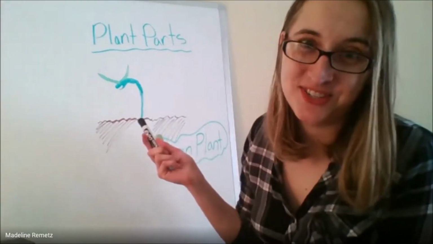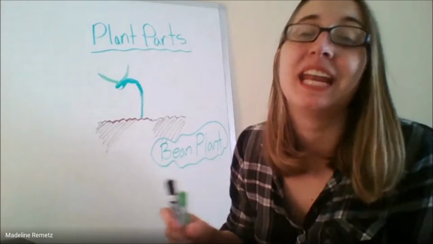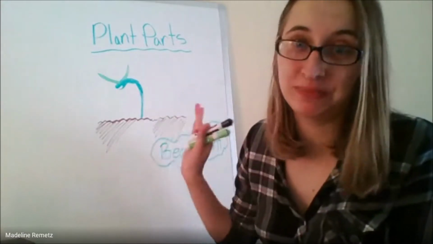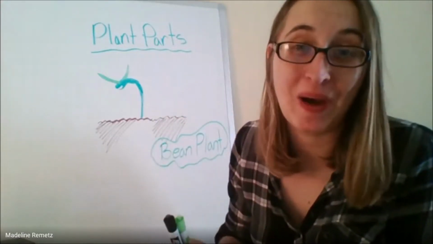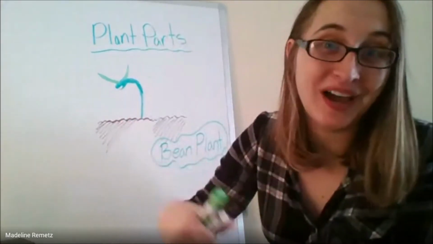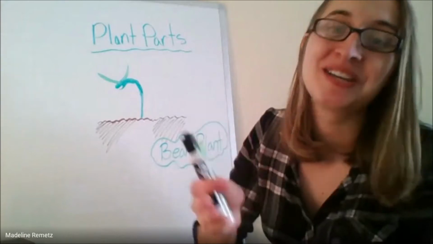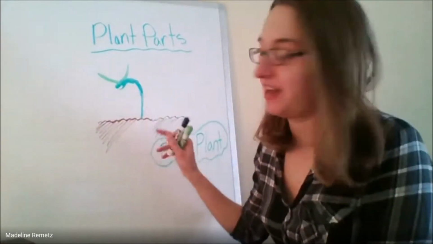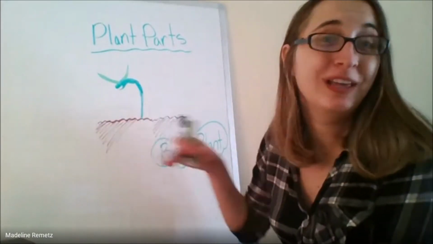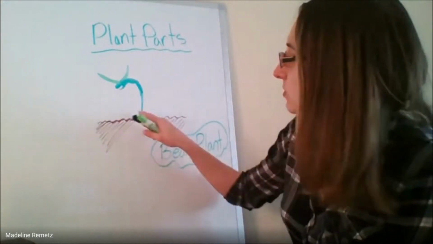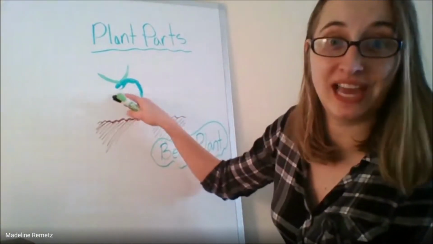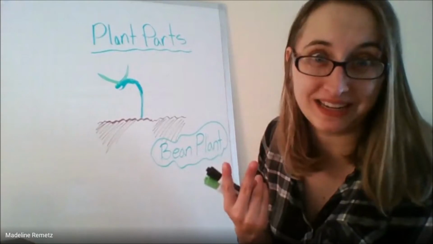I went ahead and drew us a bean plant. Now, I know none of your beans are probably looking like this right now. If they are, I don't know what is in your water. I don't know what awesome window your plant is sitting on, but good job. But really, you should only have a little bit coming out of the soil, if anything at all. This is what a bean plant is going to look like, hopefully at the end of 2 weeks.